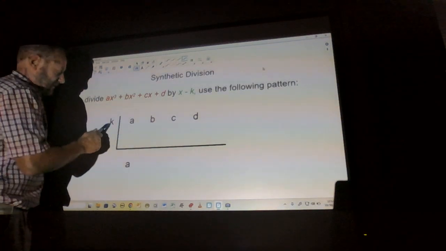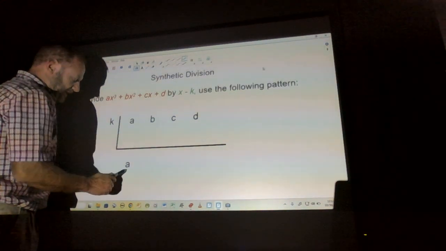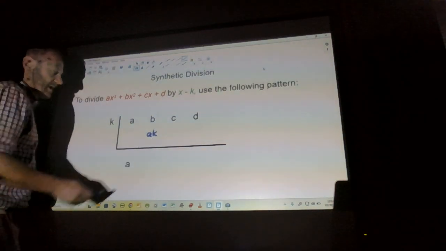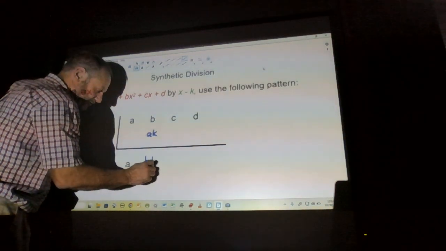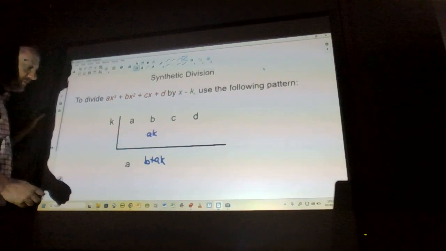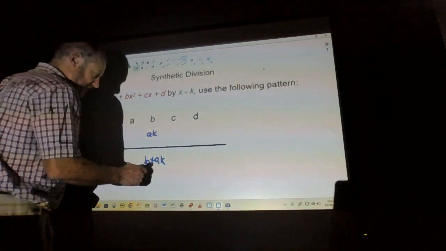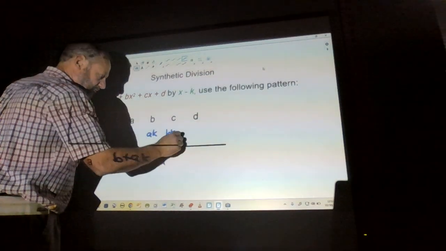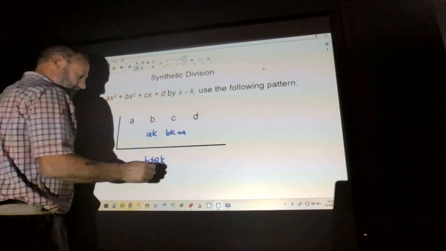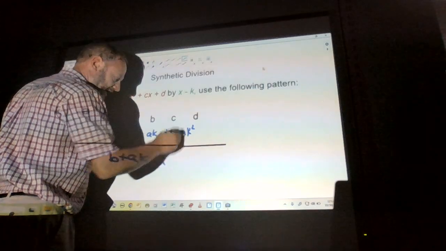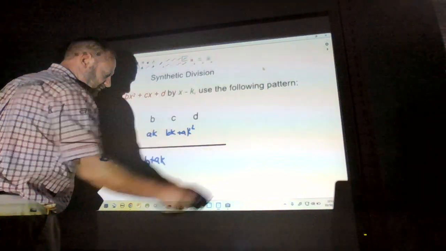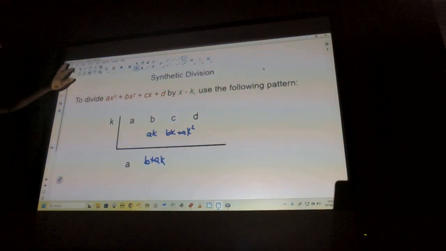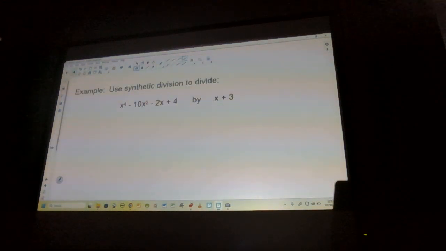And then essentially what I do is I go k, I drop my a down, k times a would be ak, and then I add these up, this would be b plus ak. And then I would multiply this by k, and it would go here, so that would be bk plus ak squared. I would add these up, and so on, and I keep going. Not sure I really like this model a whole lot, but that's what we're going to do. So let's take a look at one like this.